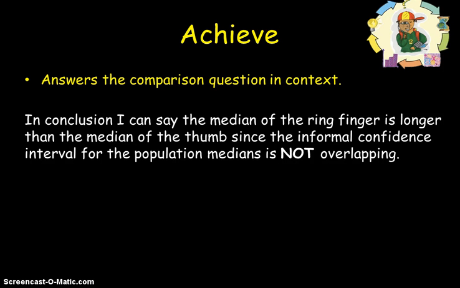So in conclusion, I can say that the median of the finger lengths is longer than the median of the thumb length, since, so I should put length there as well. Should be talking about variables in a bit more detail. So of the thumb length, since the informal confidence intervals of the population medians are not overlapping. 2 basic things you might have.